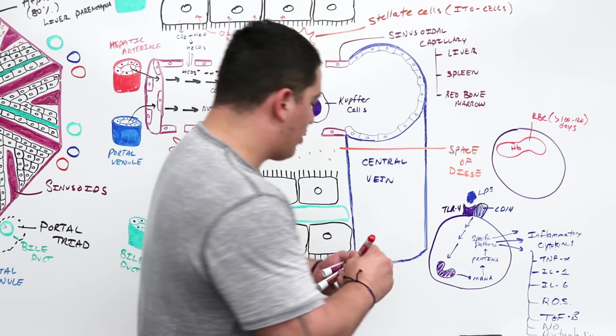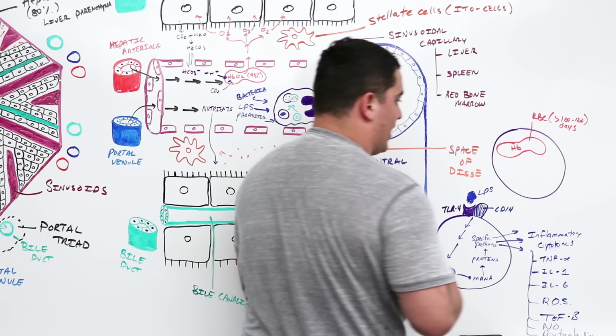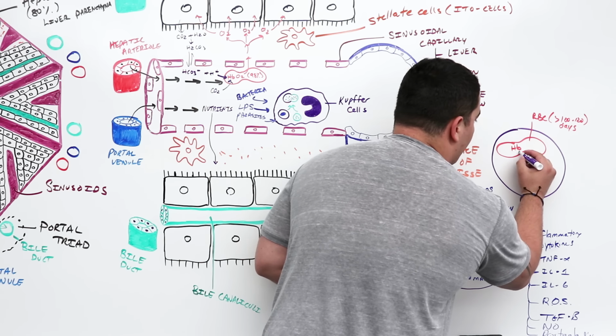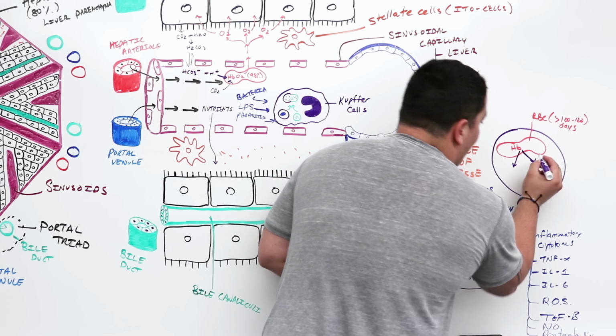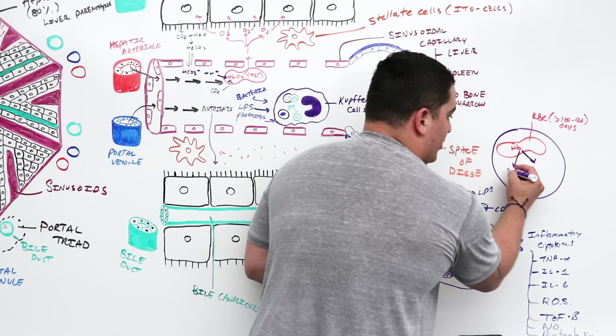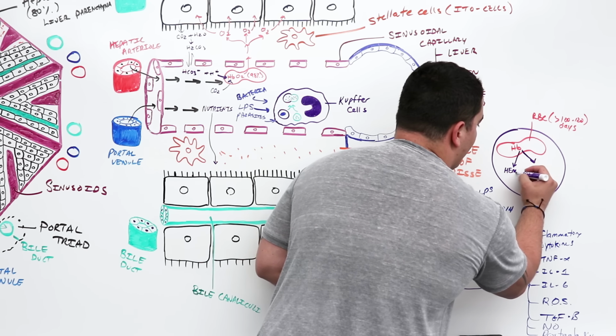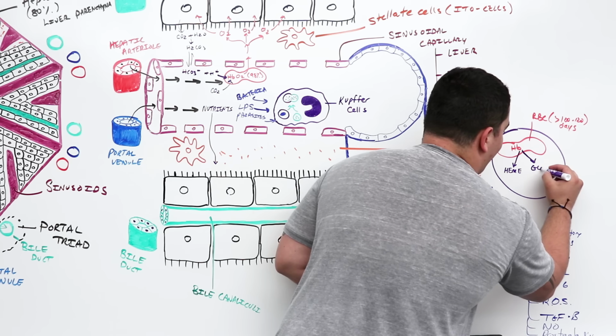This Kupffer cell has special enzymes in it that have the ability to break down the hemoglobin. Okay, and what it can do is break down the hemoglobin to its two components. One is called heme, and the other one is called globin.